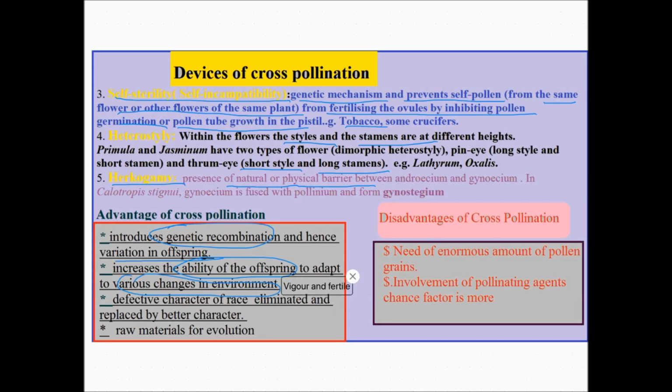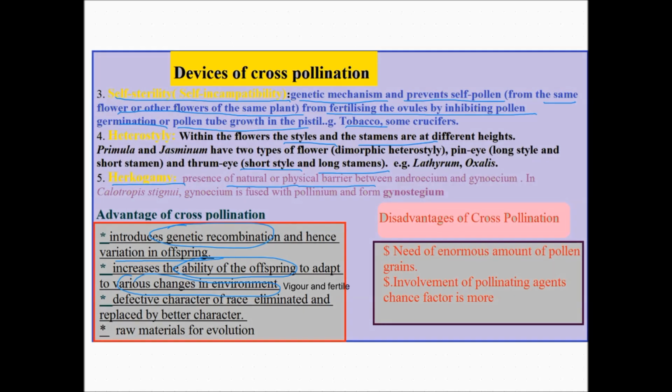So during self-fertilization, this vigor and fertility is lost, but here vigor and fertility is maintained, and the progeny becomes more adapted to the changes in the environment. They can tolerate the stress in the environment and they can survive.